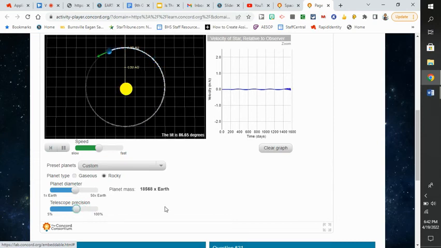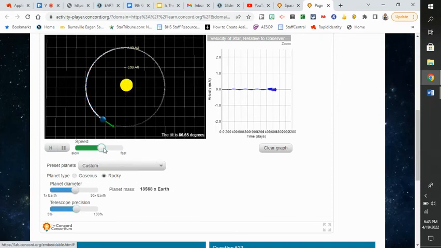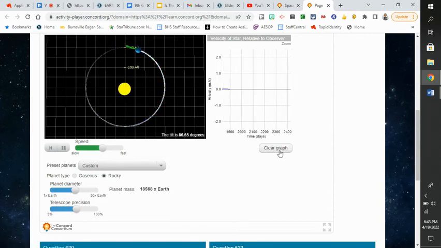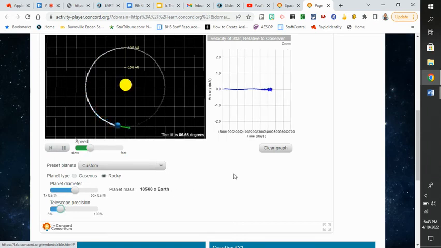I can't really see it very well, but I'm going to increase the speed to see if that helps me with the graph. Why don't I just go ahead and clear the graph? Clearing the graph gives us a fresh set of eyes to it. And telescope precision. Let's go to 50% again. I'm going to slow this down. You can see the noise start to come through, and how that affects your ability to see if it's moving toward or away. Now it's set to do some experimenting.